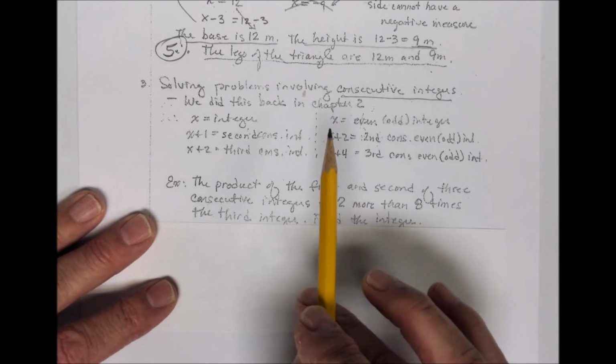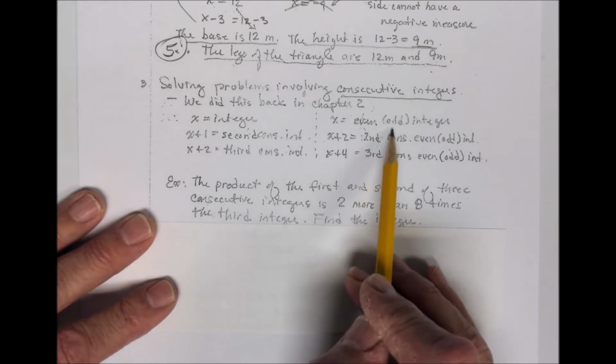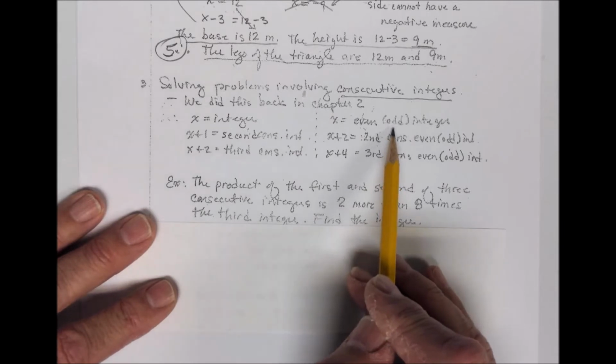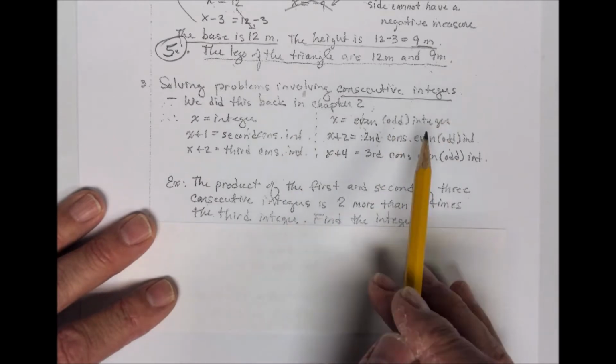To get from 20 to 22, I add 2. And similarly with odd integers. If I have consecutive odd integers, let's say I have negative 55, negative 53, negative 51, negative 49, I'm adding 2 each time to go from one to the next.